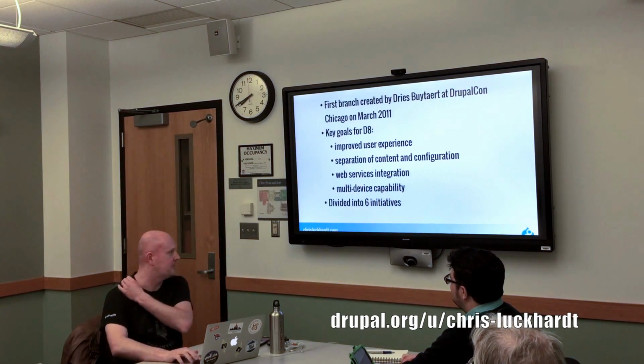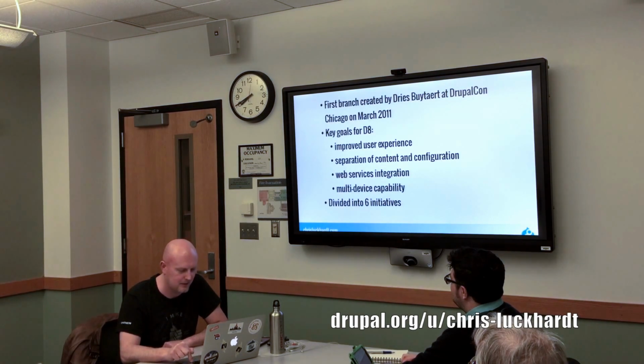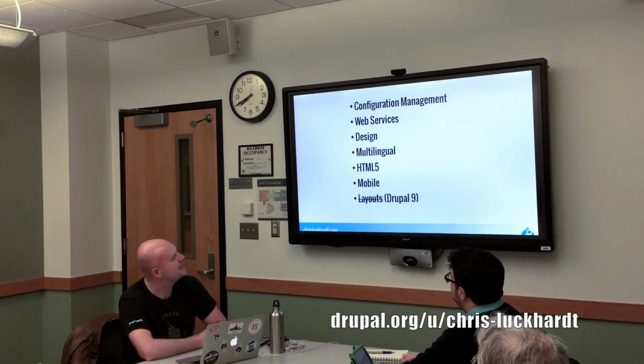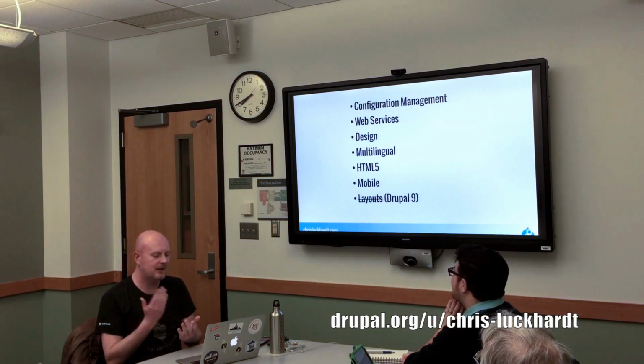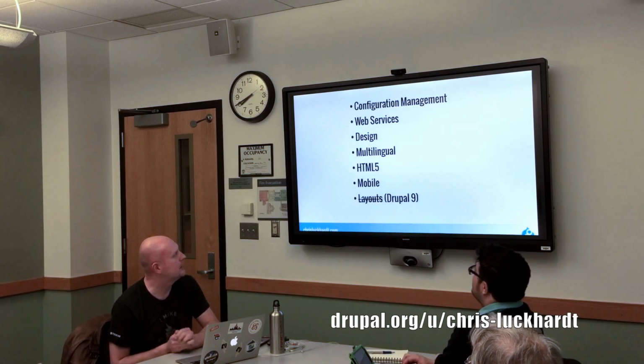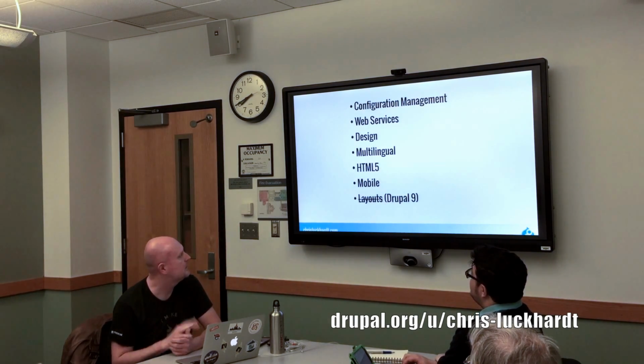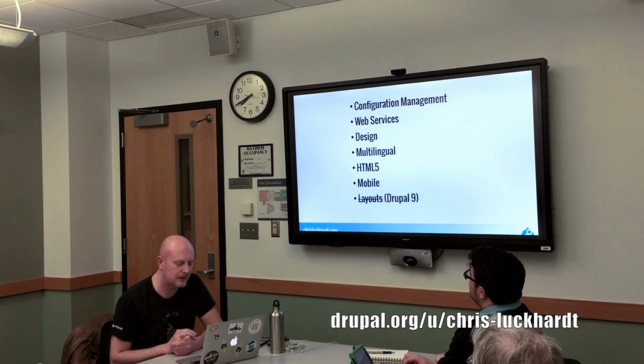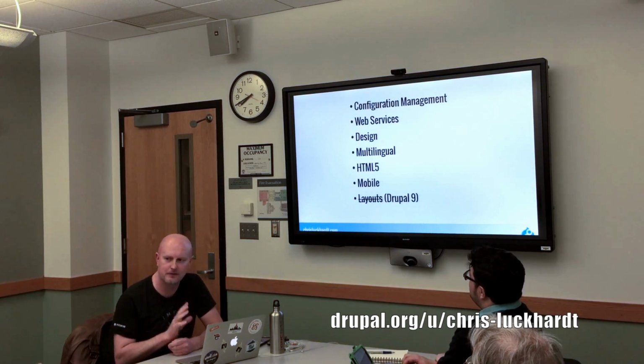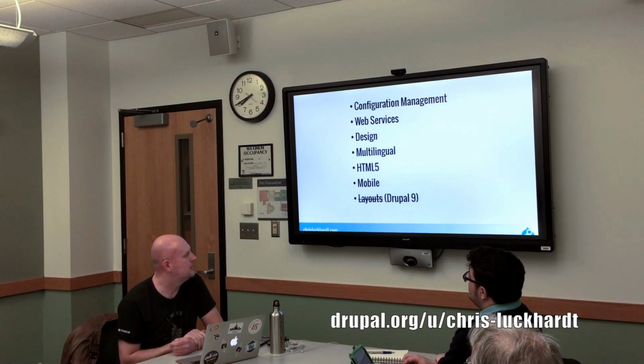So, like I mentioned, it was divided into 6 initiatives, and I'll show all 6 on the screen there. And if you're good at math, you'll notice there's 7. The initiatives we have are essentially configuration management, web services, or WSCCI, as it's called, design, multilingual, HTML5, and mobile. Layouts was an initiative, but it proved to be too big to tackle. The easy way to explain it is parallelizing Drupal's admin interface.